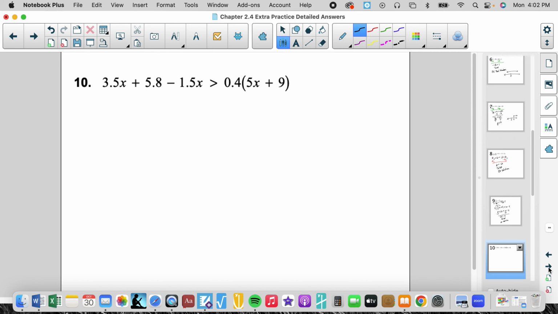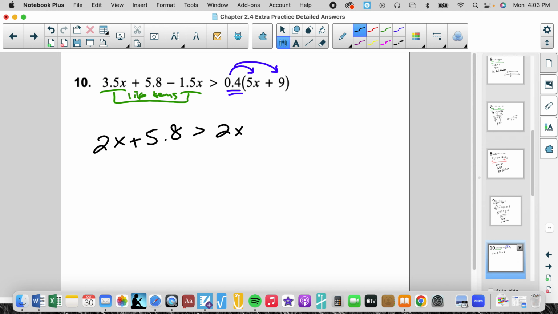Now we are going to simplify, and we're going to simplify two ways. On the left side, we're going to simplify because they are like terms. And on the right side, we are going to simplify by distributing. So there are no efficiencies, any shortcuts. That's going to give me 2x plus 5.8 is greater than 2x plus 3.6.